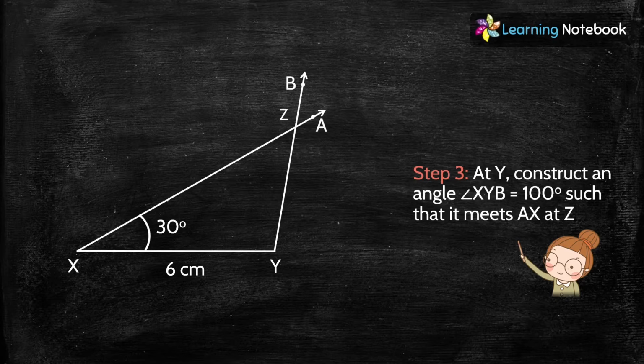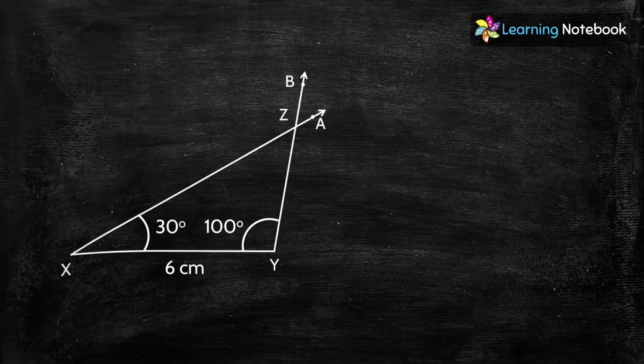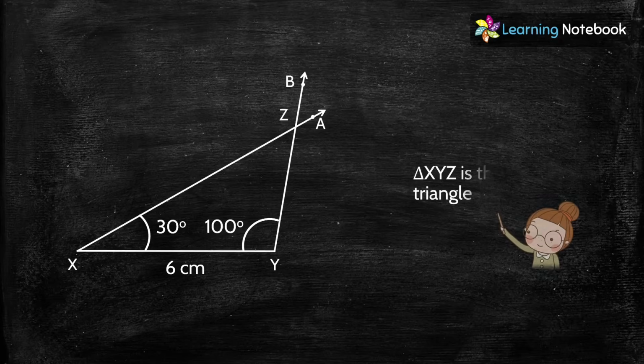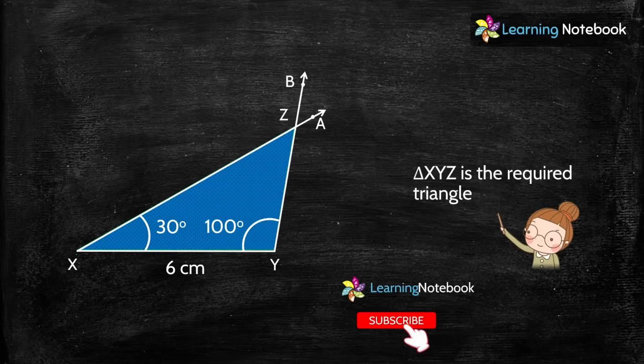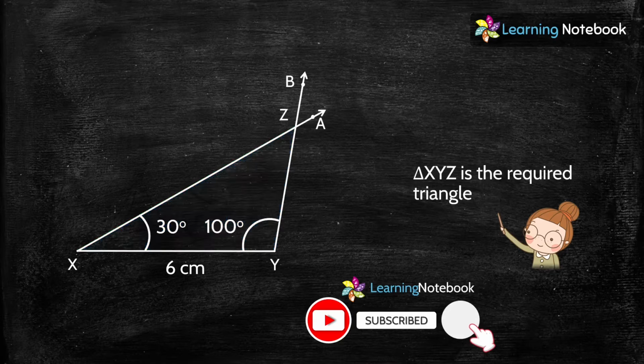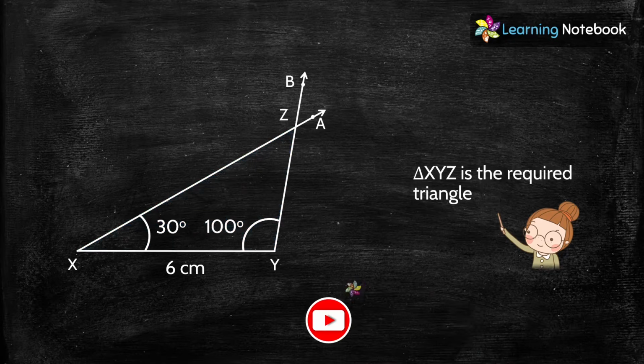So ray XA and ray YB meet at some point. Let's name that intersecting point as Z and do mark the measurement of angle Y as 100 degree. So triangle XYZ is the required triangle. So students, this is how we construct a triangle when the measures of two of its angles and the length of the side included between them is given to us.